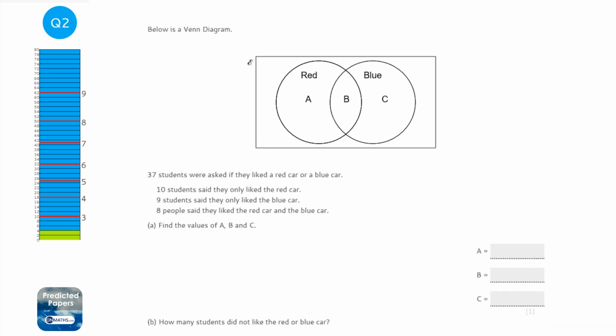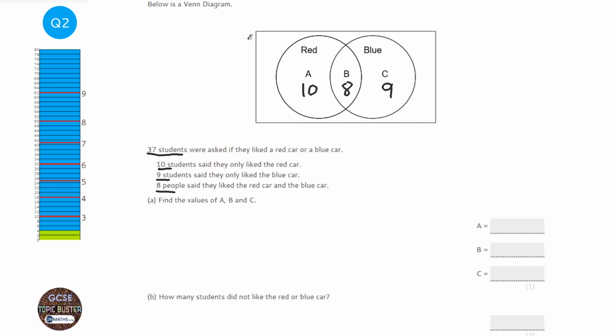Okay, so this question is about Venn diagrams, and it says there's 37 students in total, and 10 only like the red car, 9 only like the blue car, and 8 said they liked the red car and the blue car, so 8 in the middle there, and those are the values for A, B, and C.